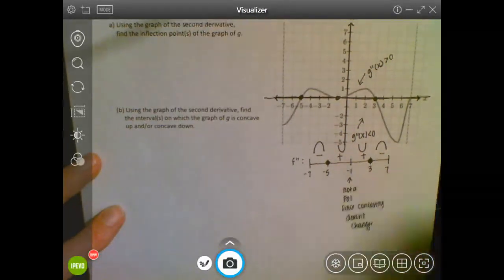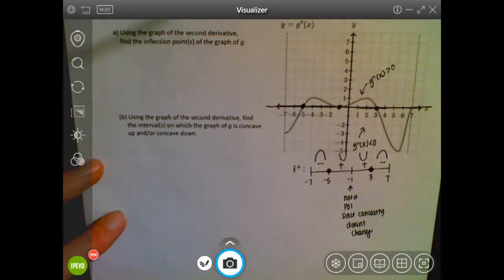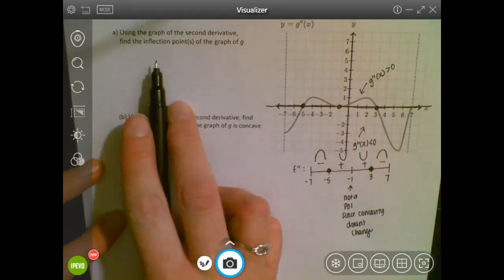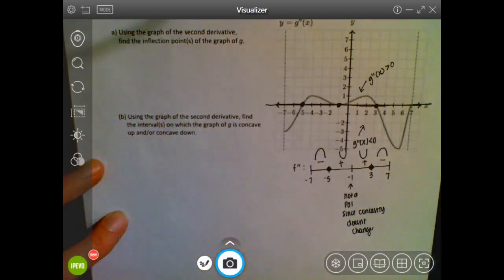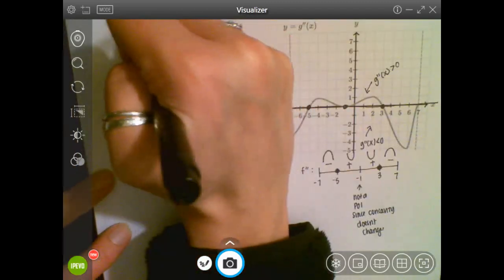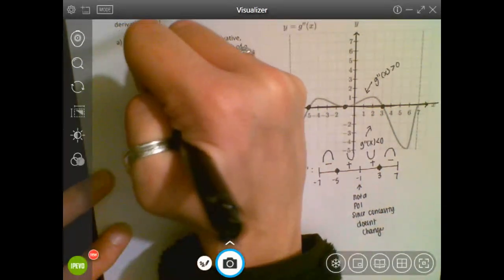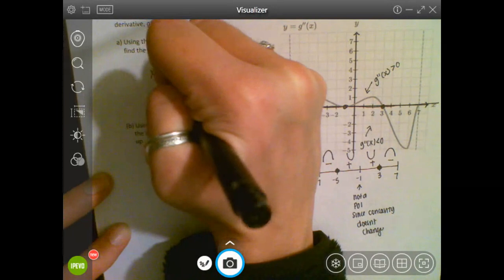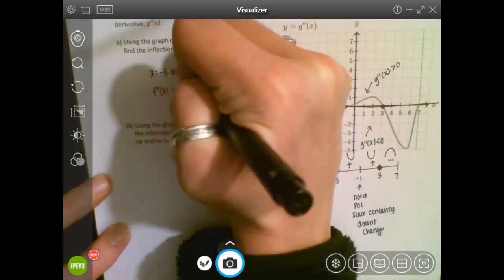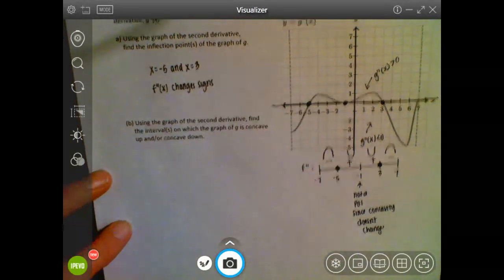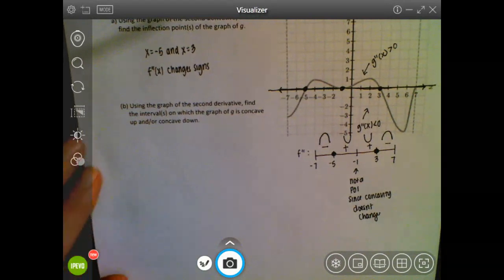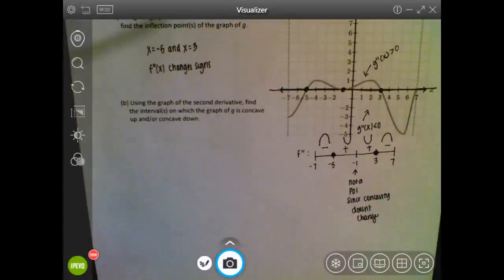So to answer part one of our question, using this graph of the second derivative, find the inflection points on the graph of G. Well, our inflection points would be x is equal to -5 and x is equal to 3. And that's because that's where f double prime of x changes signs, or goes from concave up to concave down, or concave down to concave up, whichever the change is that's happening there.